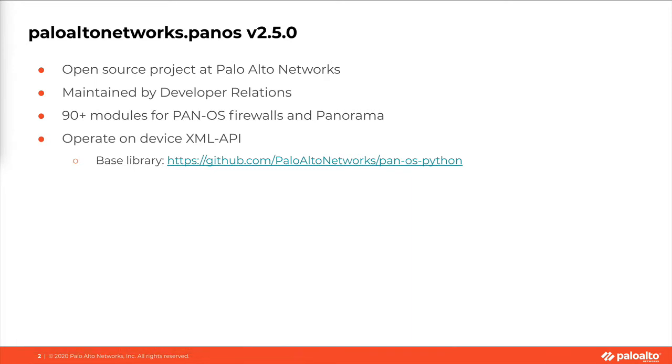So the official Ansible collection is PaloAltoNetworks.panos, and as of February 2021, the current release is 2.5.0. This is an open source project at Palo Alto Networks that's maintained by our developer relations team. The Ansible collection consists of 90 plus modules for PanOS firewalls and Panorama, and they all operate on the device's XML API, which is something we've had since PanOS 3.0. They all utilize the PanOS Python library, which is a general library for manipulating PanOS devices using the Python language.